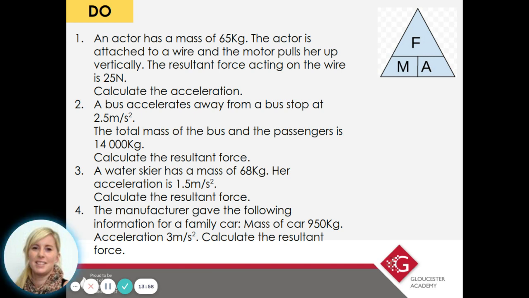Okay, so I want you to have a practice now. What I've done is I've put the triangle up in the corner, because if you need to work out acceleration, you do force divided by mass. If you need to work out mass, you do force divided by acceleration. Remember, when I go through these answers with you, I'm always going to write the equation, put my numbers in, and then work out my final answer with units, okay? So, can you now pause the video and work through the questions?